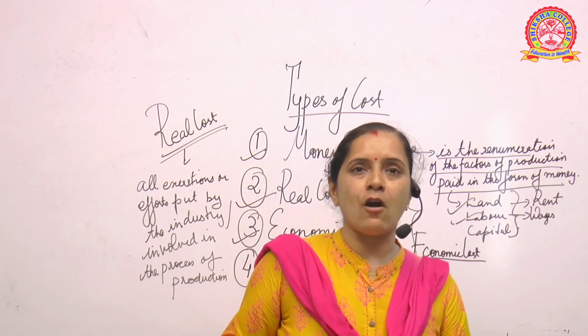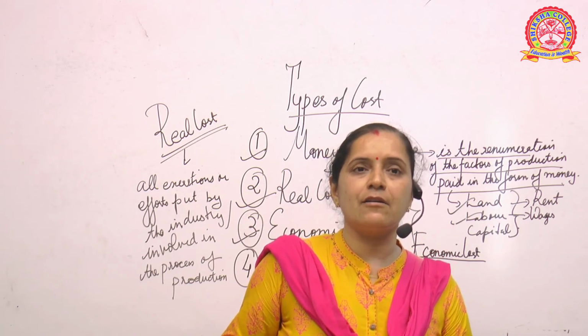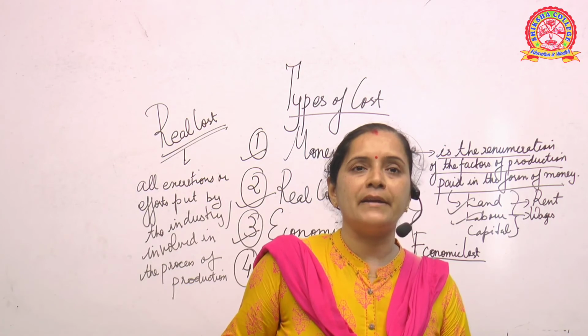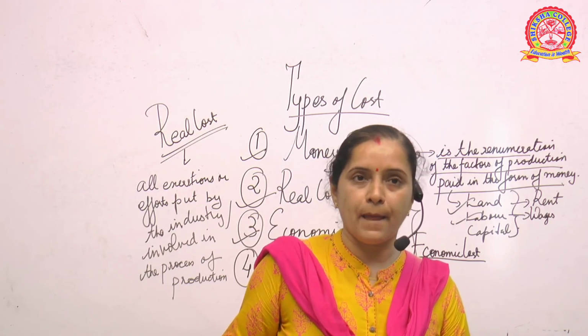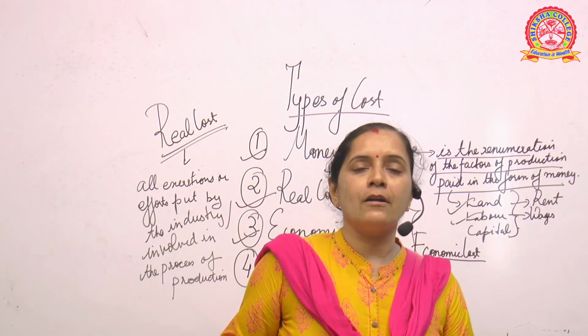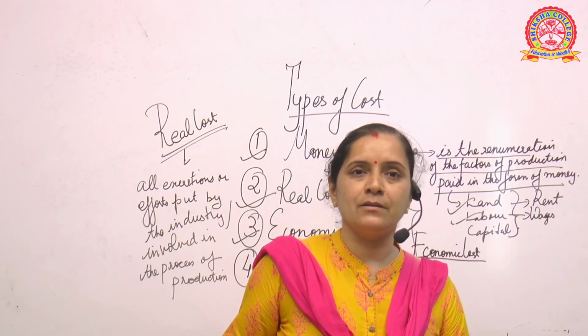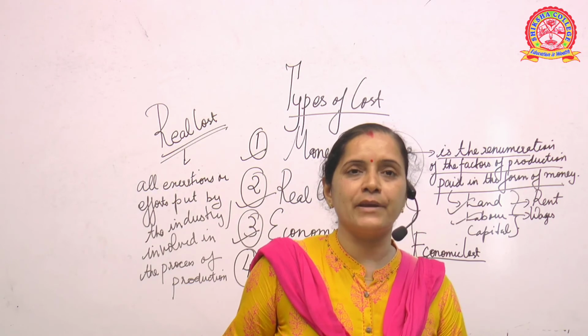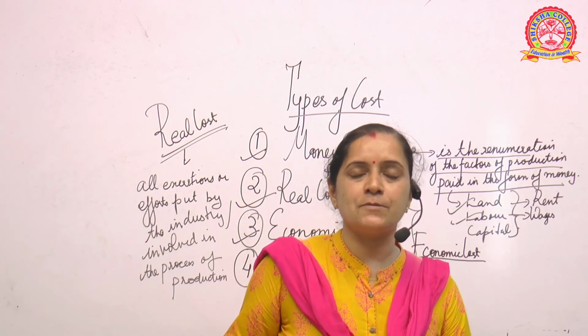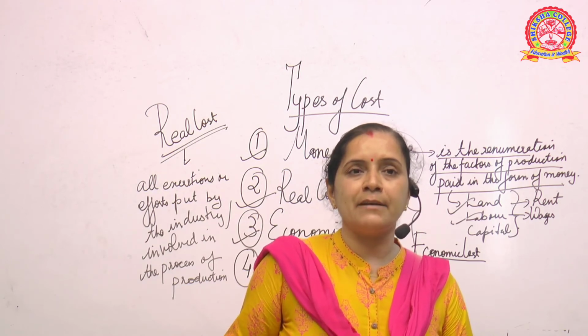Second, I told you that costs are of different types like money, real cost, economic cost, and finally opportunity cost. Now, money is the remuneration paid for the factors of production. Like I told you, rent is paid for land, wages are paid to the labor. Okay. Then coming to real cost.